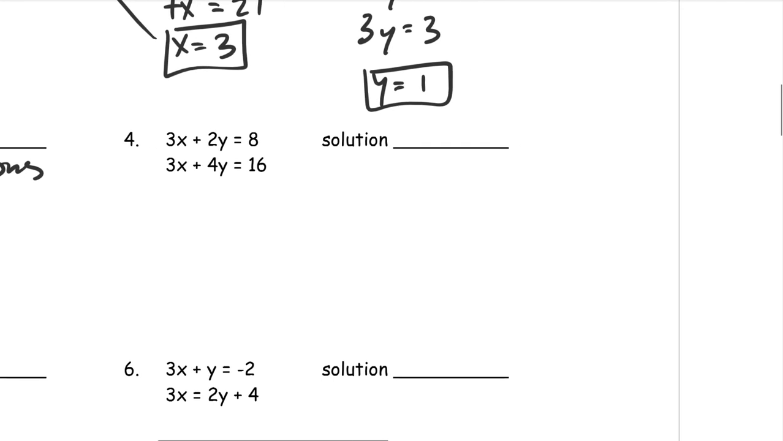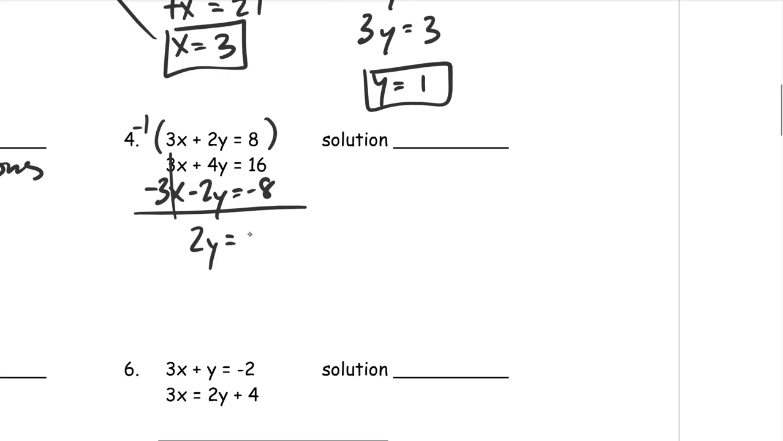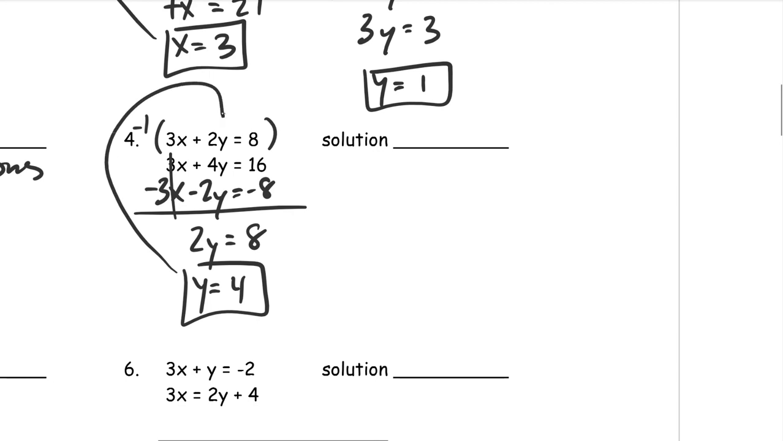On this one, let's multiply this top equation by negative 1, so we get negative 3x minus 2y equals negative 8. Now when we add them together, our x's cancel. We get 2y equals 8, so y equals 4. And then we can substitute that in anywhere.